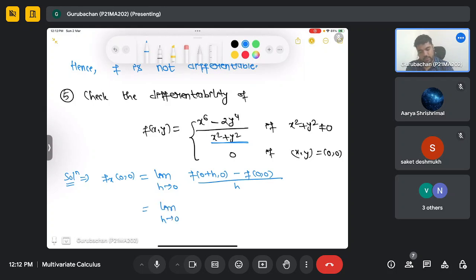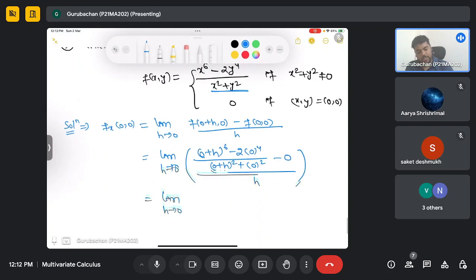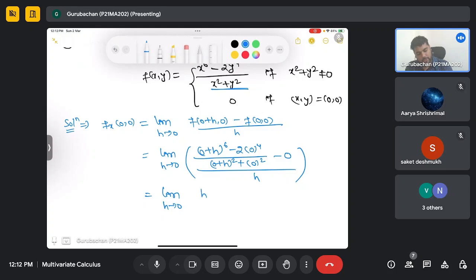The limit of (0 + h)^6 minus 2 times 0^4, over ((0 + h)^2 + 0^2), minus 0. So this will give us the limit as h tends to 0 of h^6 divided by h^3, which is nothing but 0. Writing one more line, the limit as h tends to 0 of h^3, this is 0.